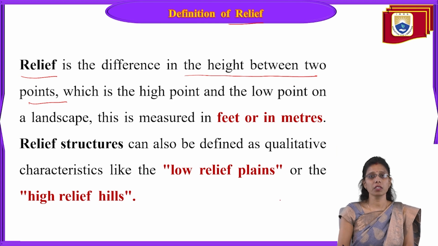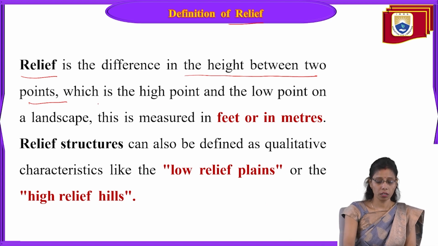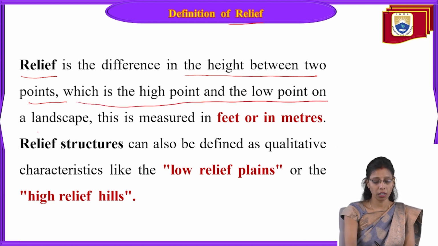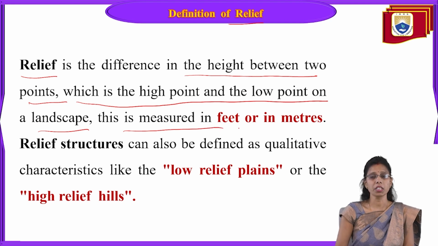Now, with the help of this relief, if the relief is displaced, meaning it is moved from its position and not shown exactly in the photograph, then we are able to measure the height of the object with the help of this relief displacement. Relief is the high point and the low point on the landscape, and it is measured in feet or in meters.